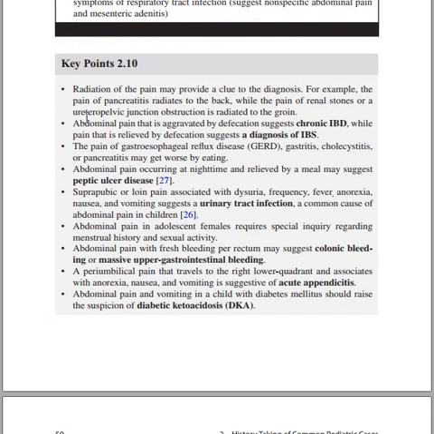Now, key points in abdominal pain. Radiation of the pain may provide a clue to the diagnosis. For example, pain of the pancreas radiates to the back. You need to know that one. I've already told you before that for pain to radiate to the back, it must be a retroperitoneal organ. The pancreas is among the retroperitoneal organs.